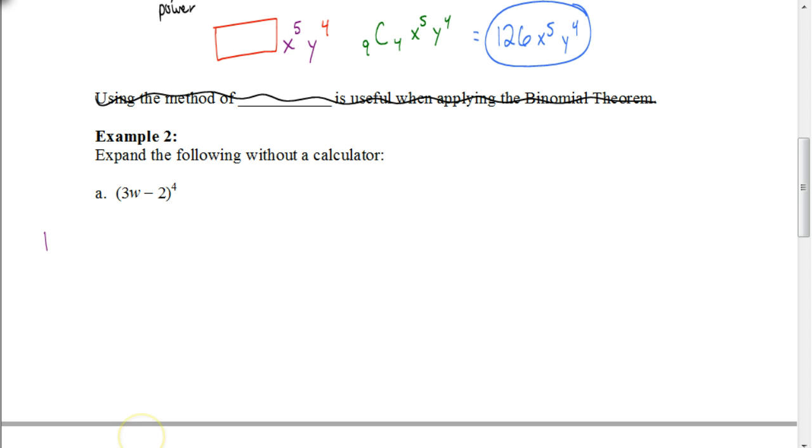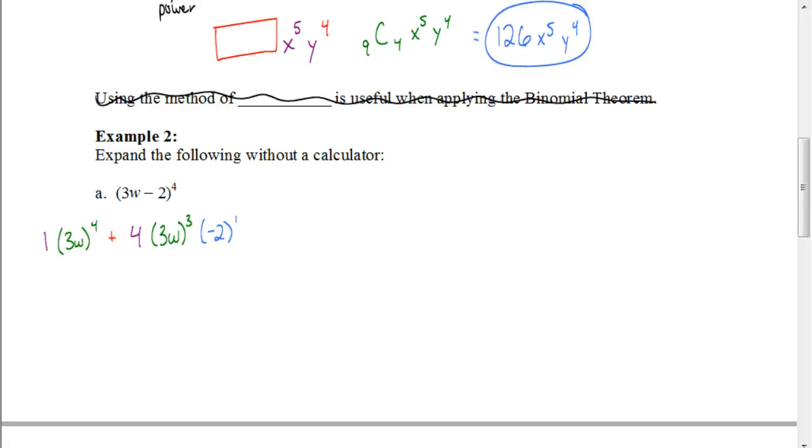For my first term, like I said, my coefficient is going to be 1. But then we don't have an x, we have a 3w. So we're going to take that 3w to the fourth power. Our y value is negative 2 to the 0 power, which is going to be just 1. Then the next term, we would have plus 4. Again, from Pascal's triangle, that's how we know that the next part would be 4. And then the 3w would be cubed. And negative 2, you have to recognize that we're working with the negative 2 here, would be raised to the first power.